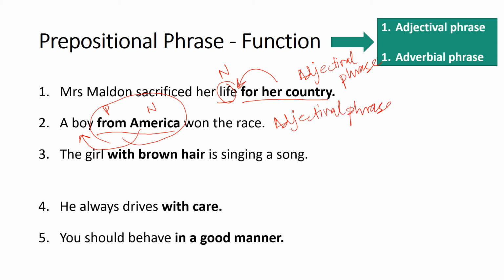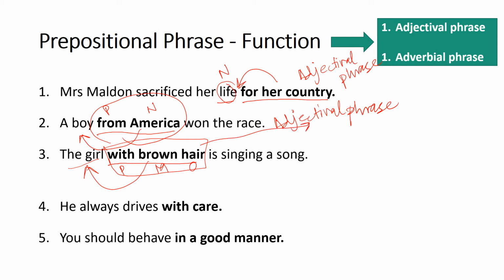Now let's talk about the third sentence. The girl with brown hair is singing a song. With brown hair, again we can see a preposition, a modifier, and an object of preposition. So with brown hair is actually, this group of words is telling us more information about that girl. So that girl is a noun phrase, and with brown hair is what? An adjectival phrase. Okay ji.